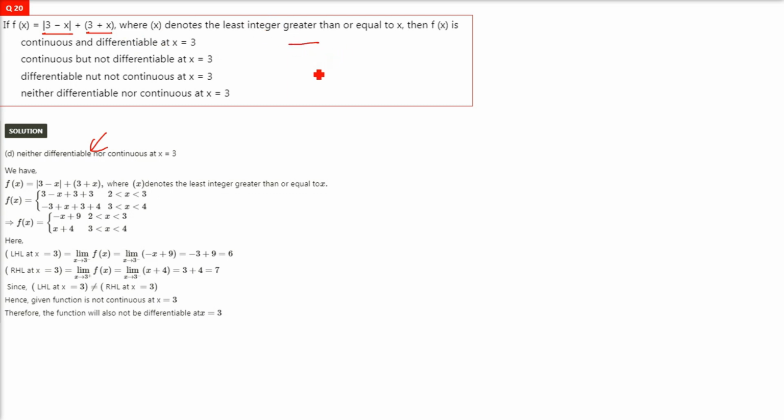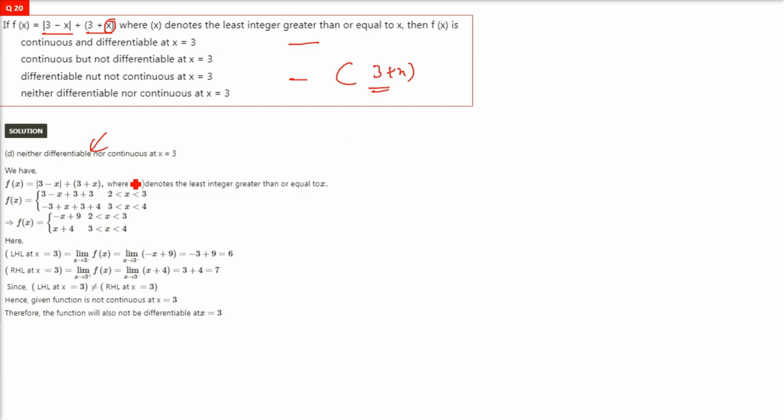So you are talking about the ceiling. The greatest integer function tells you the floor. The least integer function will tell you the ceiling. But the problem here is that all the solutions have considered this x only as [x], meaning the greatest integer function of x, but it is not.